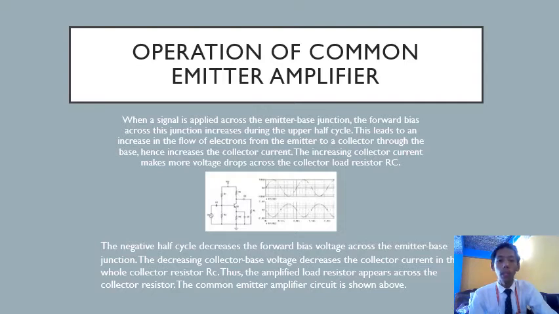The increasing collector current makes more voltage drop across the collector load resistor RC. The negative half cycle decreases the forward bias voltage across the emitter base junction. The decreasing collector base voltage decreases the collector current in the collector resistor RC. Thus, the amplified output appears across the collector resistor. The common emitter amplifier circuit is shown above.